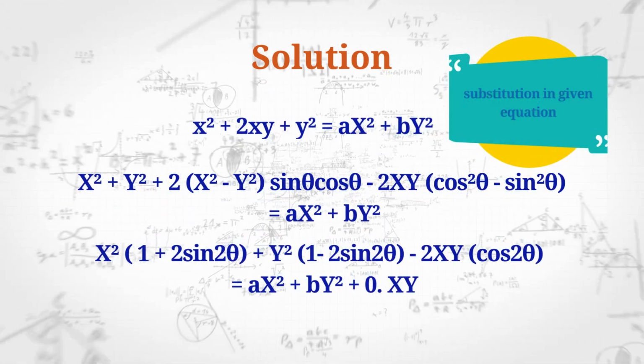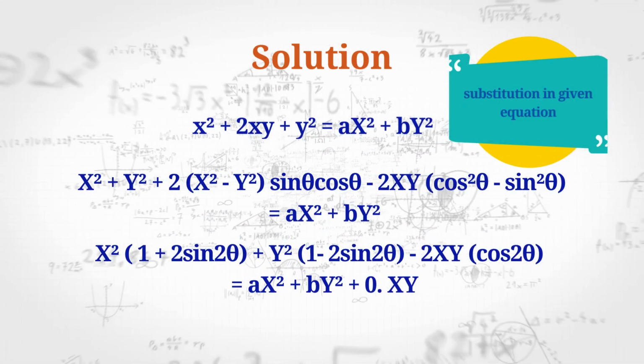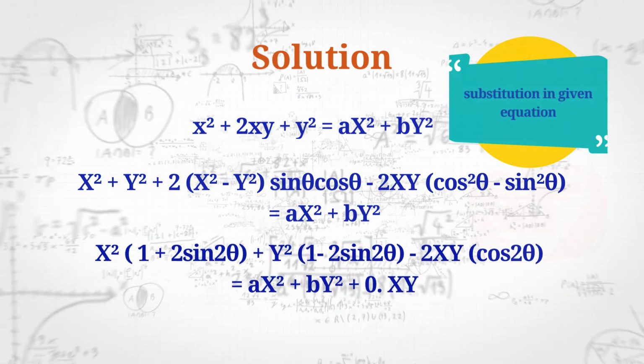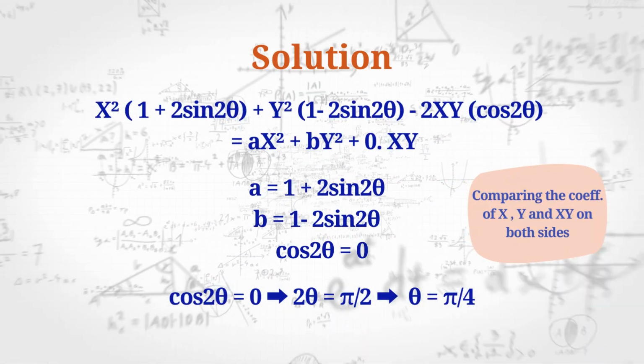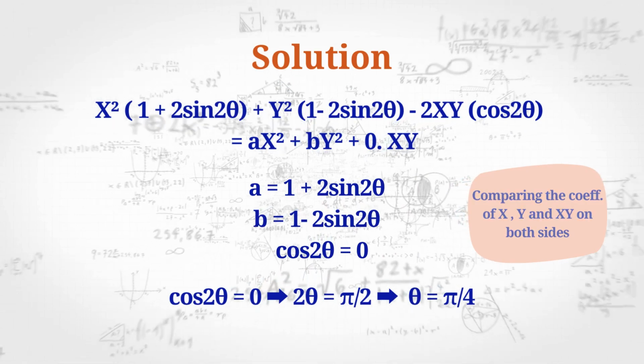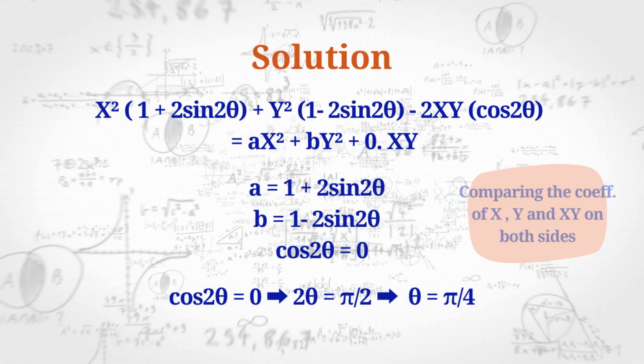Using the values of x squared plus y squared and xy and simplifying, we get a equals 1 plus 2 sine 2 theta, b equals 1 minus 2 sine 2 theta, and cos 2 theta equals 0.